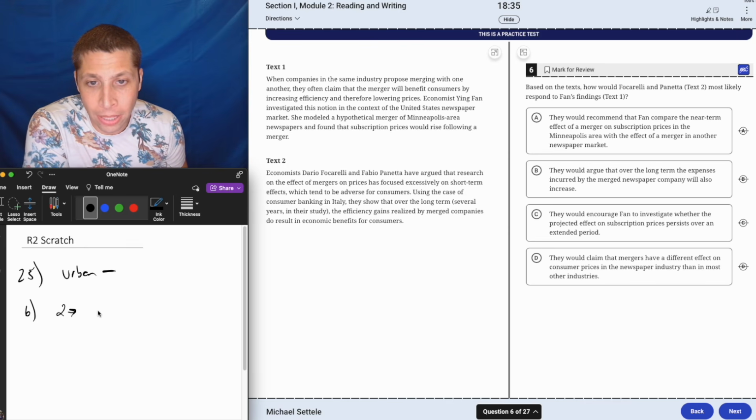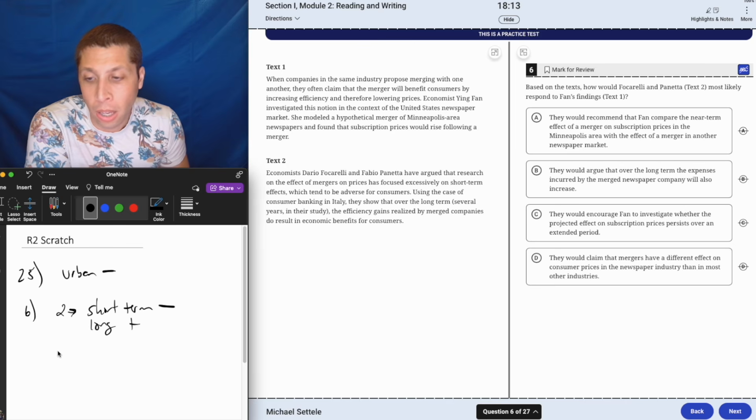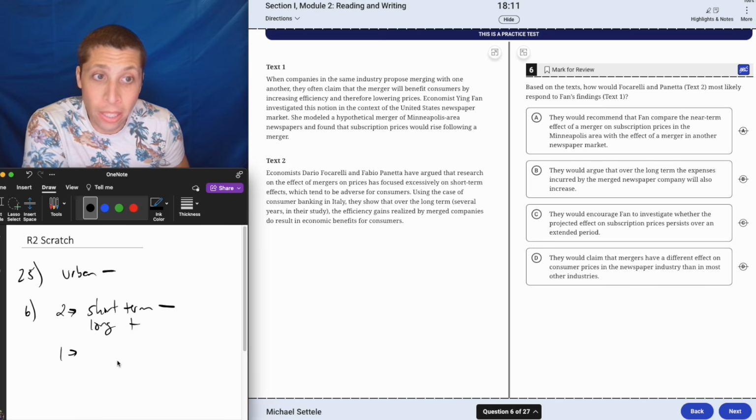Economists Dario Foccarelli and Fabio Panetta have argued that research on the effects of mergers on prices focuses excessively on short-term effects. So short-term, bad, which tend to be adverse for consumers. Using the case of consumer banking in Italy, they show that over the long term, several years in their study, the efficiency gains realized by merged companies do result in economic benefits for consumers. So long term is good. So I have a feeling they're going to disagree, because they always do.